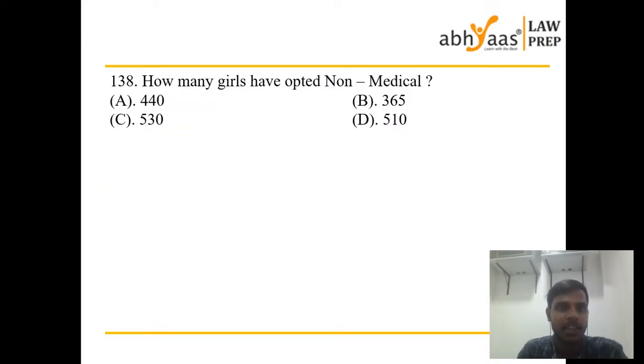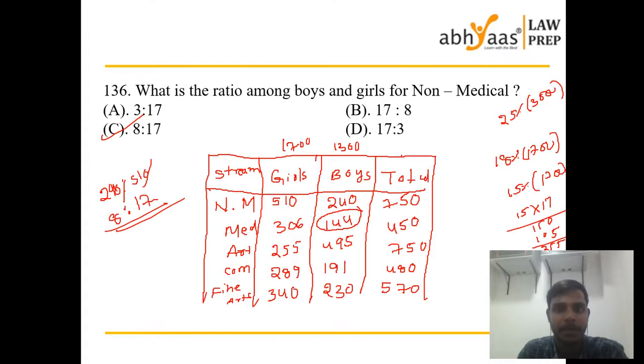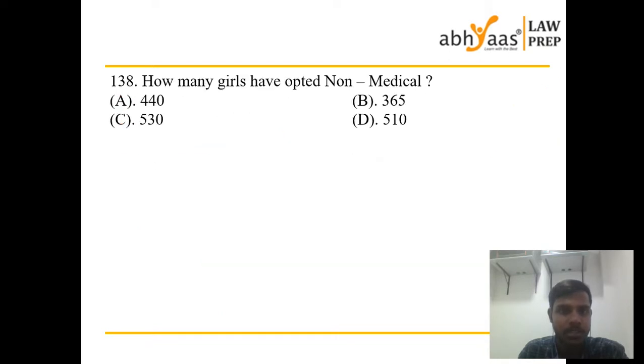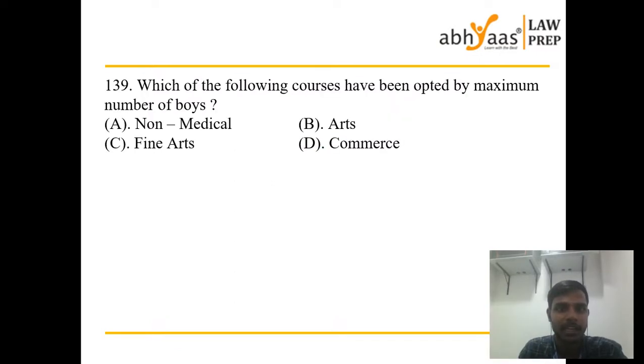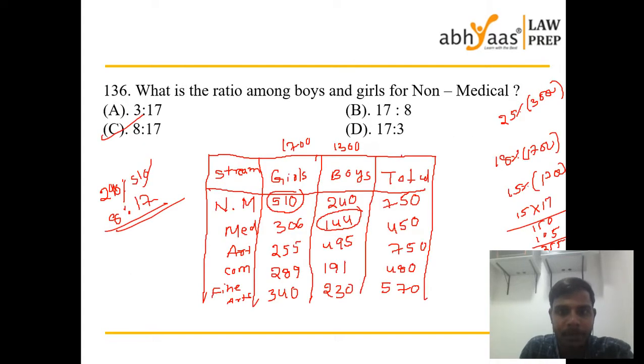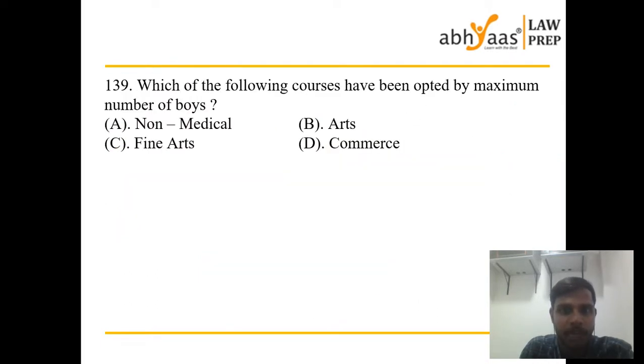Next, question number 138. How many girls have opted for non-medical? So the number of girls opted for non-medical is 510. So which is option D. Next, which of the following courses have been opted by the maximum number of boys? So maximum number of boys, which is the course? It is arts. If you see arts, 495 students opted for arts, so it will be arts.